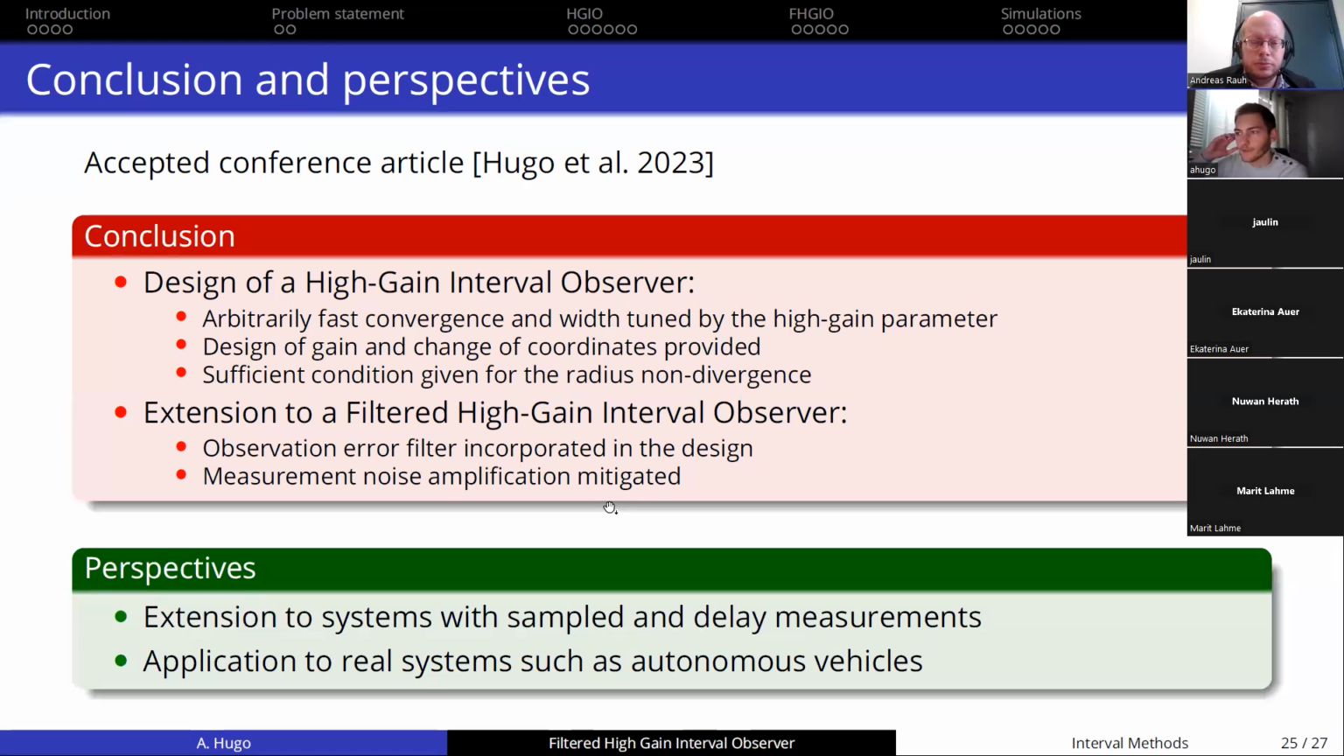For future work and perspectives, this type of work can be extended to sampled and delayed measurements. Also, some more applicative results can be obtained on more concrete systems, such as autonomous vehicles. For instance, I'm working with drones in my PhD, so we have this in perspective to apply it to a concrete system.